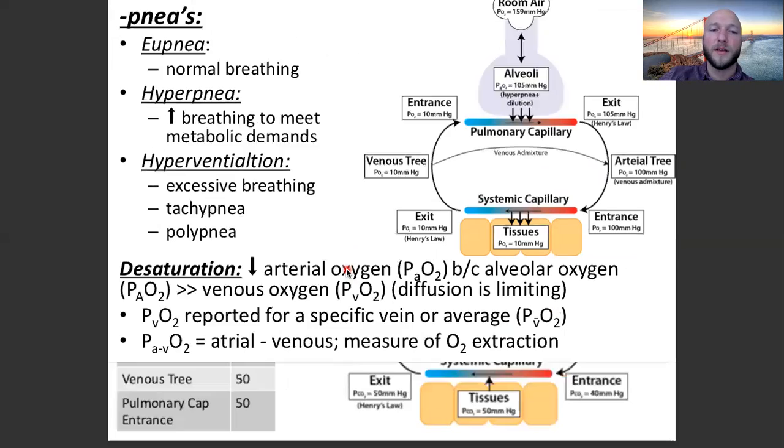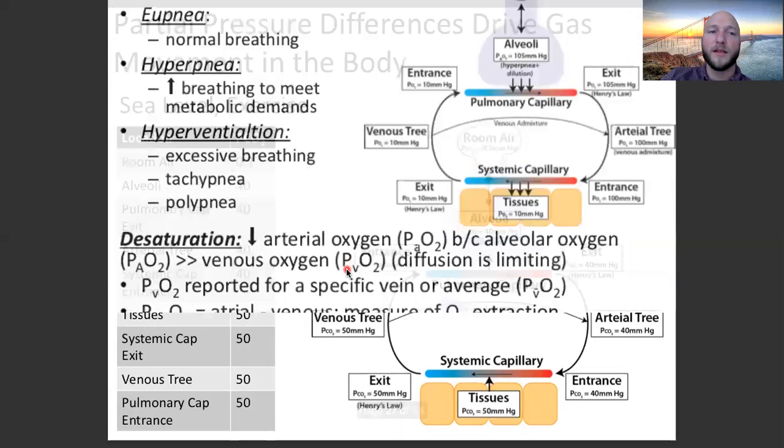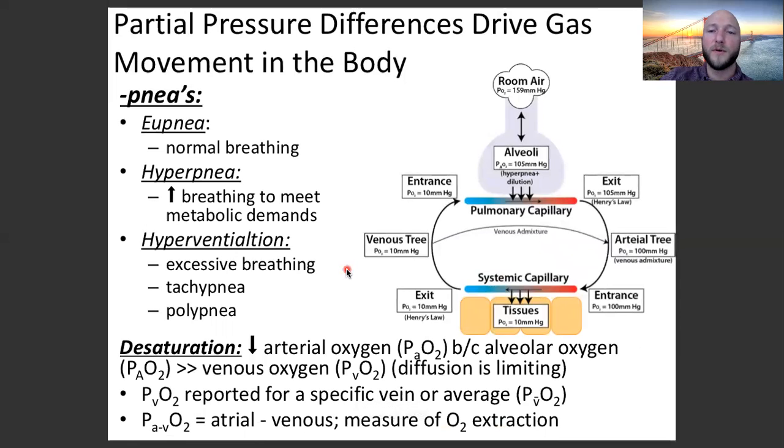All right. Let's look at some vocab. So apnea is normal breathing. Make flashcards, make vocab cards for these. Apnea, normal breathing. Hyperpnea is increased breathing to meet metabolic demands. Let's say you go running and you breathe hard because you're running. Hyperpnea.